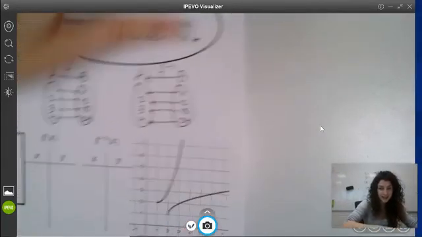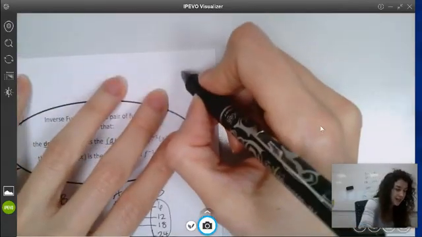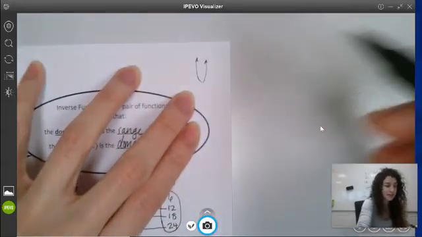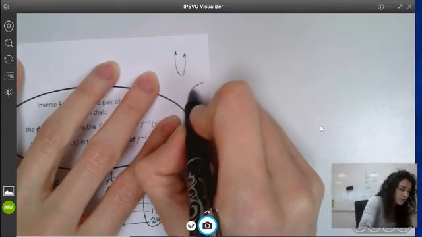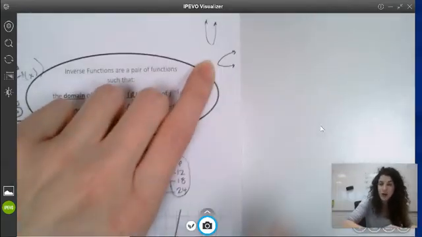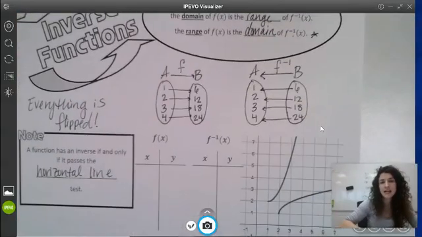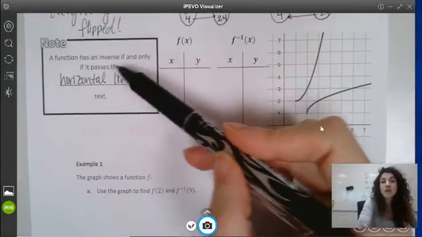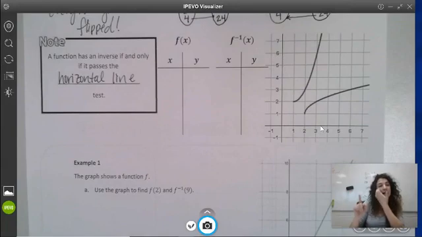Realize that a parabola does not have an inverse function because it does not pass the horizontal line test, only the vertical line test, because the inverse of a parabola would look like that, which is not a function. We'll talk more about graphs of inverses at the end of these notes, but that's something to keep in mind. So a function has an inverse if and only if it passes the horizontal line test.